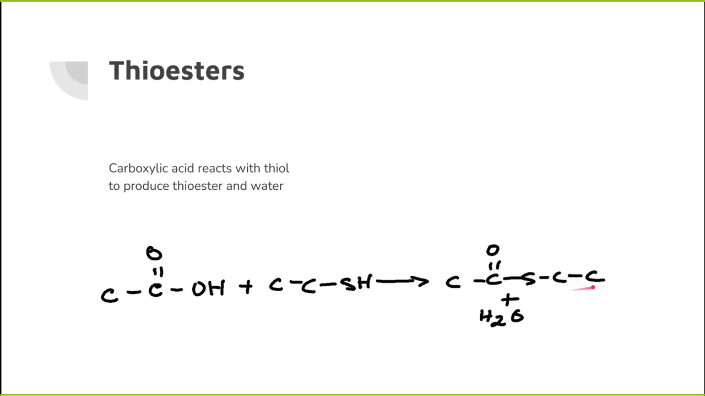So again, we have an alcohol group right from here, a thiol group in this case, the sulfur, and then you have your sulfur instead of an oxygen, and so this is your acid part, and this is a thioester, and you get water as a byproduct.